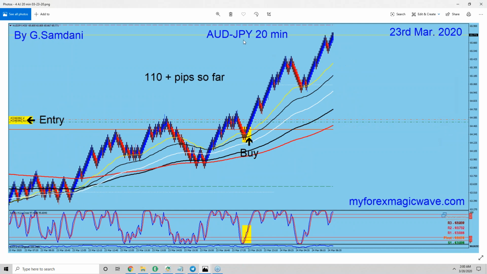So Aussie yen, 110 pips on the 23rd. It was just a Monday. So small trades, right? 65 pips, 80 pips, just like that.